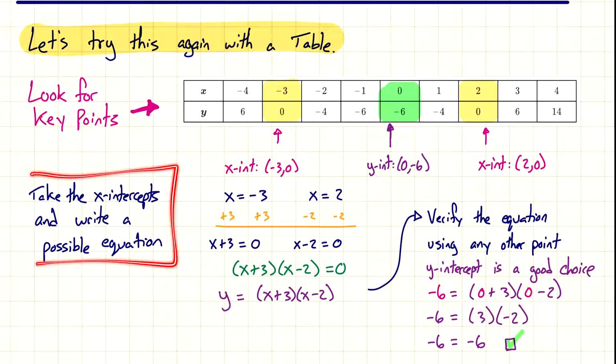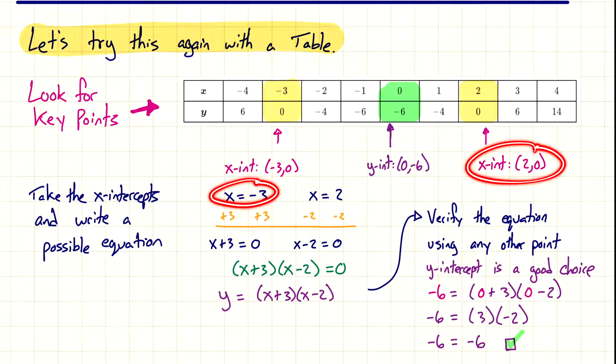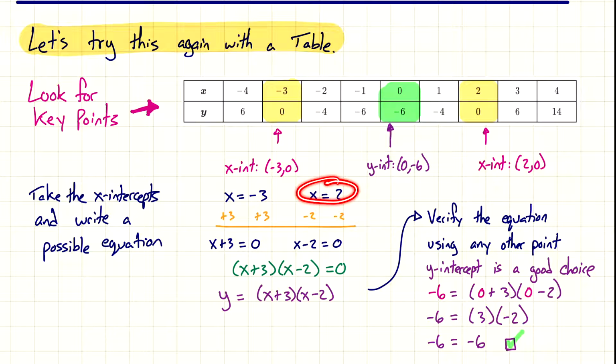The next step is let's take those x-intercepts and write a possible equation. This is exactly what we just did on the previous problem. So I'm going to take negative 3, 0, and I'm going to start with x equals negative 3. That's one of the zeros. And the other x-intercept is 2, 0, so that's going to give me x equals 2. So I'm going to do the same steps. I'm going to rewrite these so that they're two equations equal to 0.